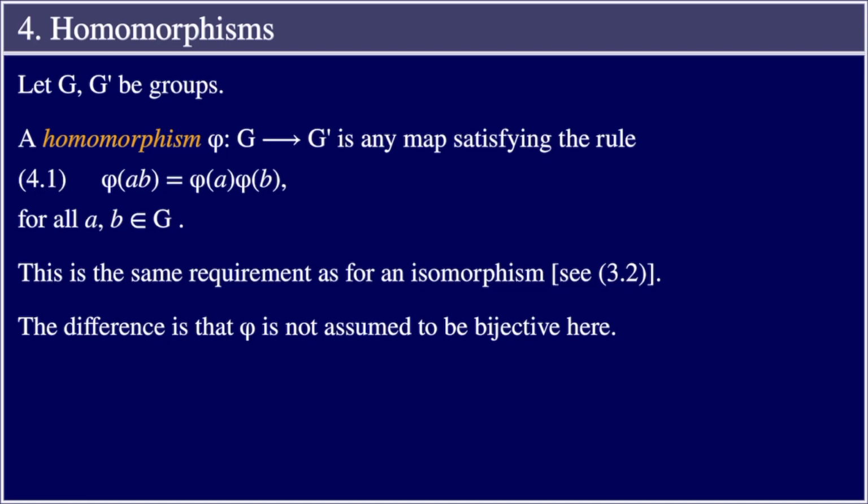A homomorphism φ mapping G to G' is any map satisfying the rule 4.1: φ(ab) = φ(a)φ(b), for all a and b in G. This is the same requirement as for an isomorphism, see 3.2. The difference is that φ is not assumed to be bijective here.